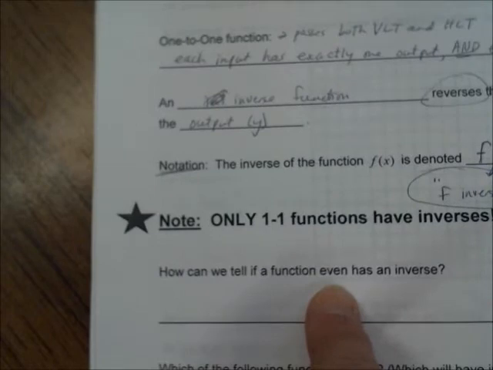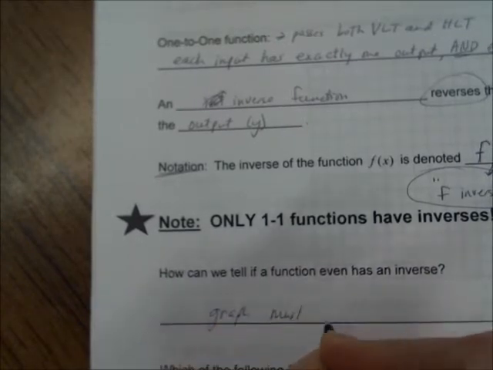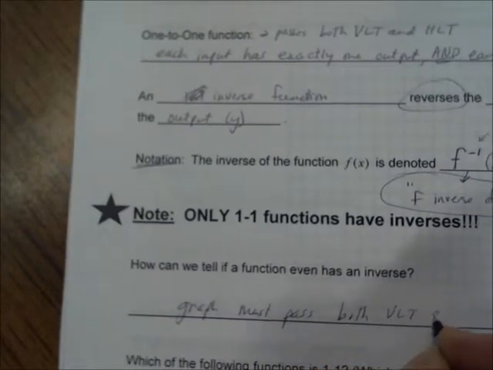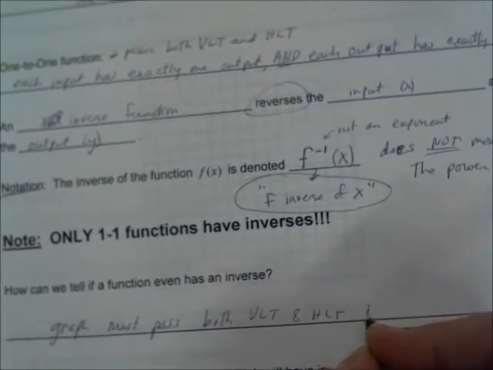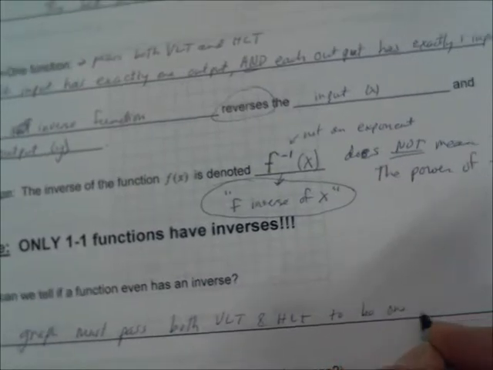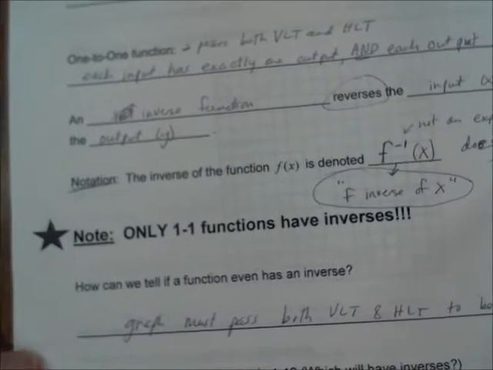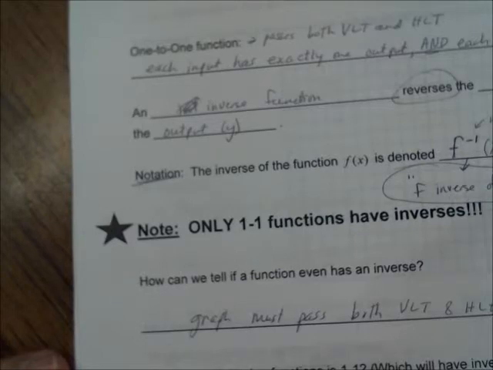How can we tell if a function even has an inverse? Well, for a function to be one-to-one, the graph must pass both the vertical line test and the horizontal line test. So that's how we can tell if a function even has an inverse. So these questions are, which of the following are one-to-one? In other words, which will even have an inverse?